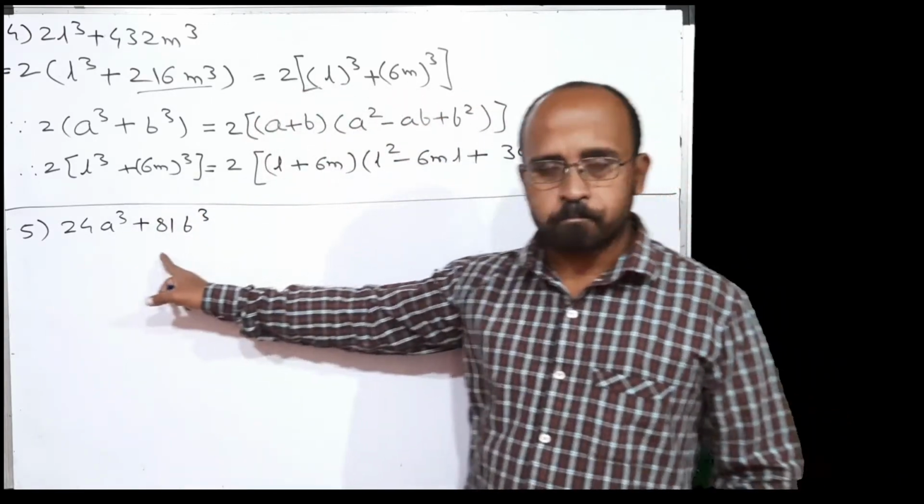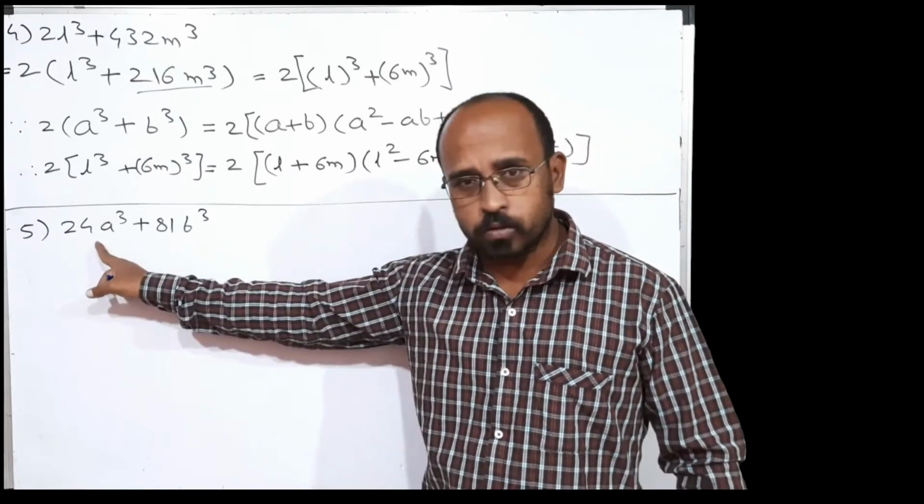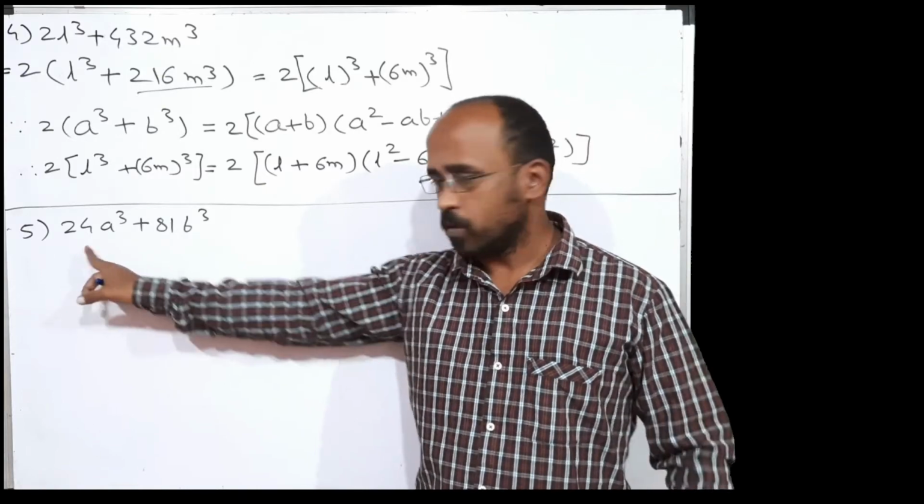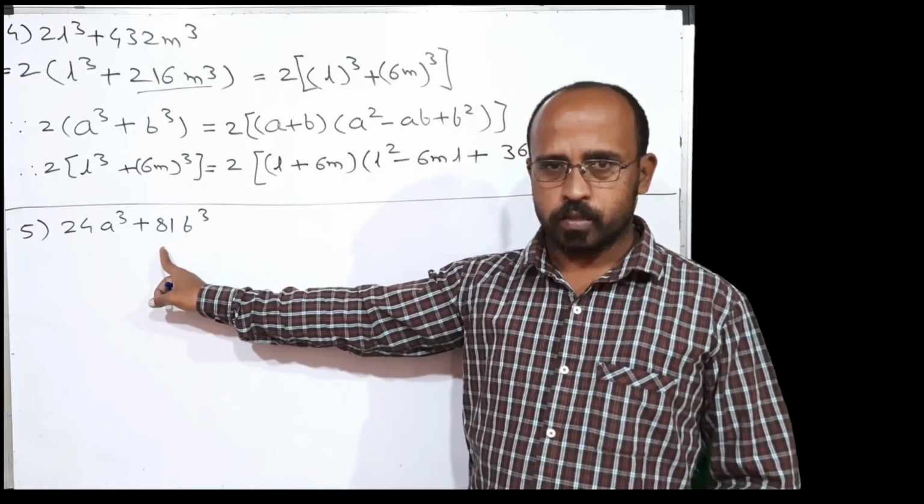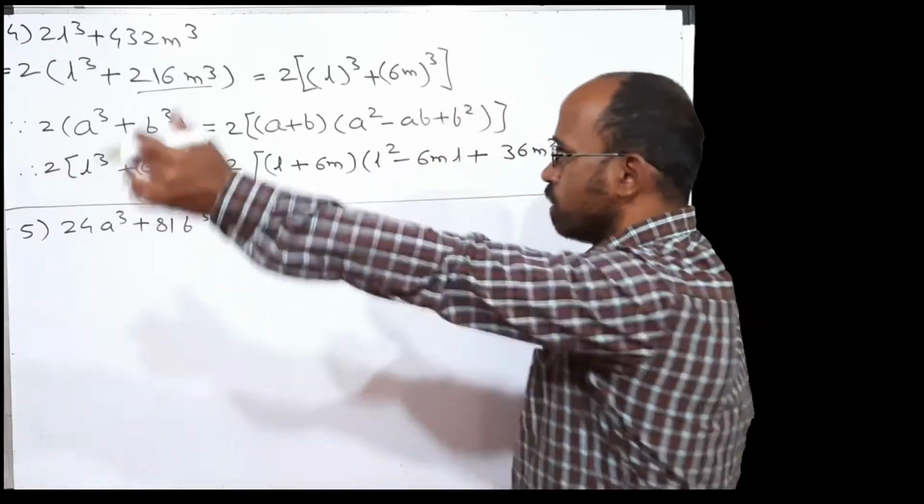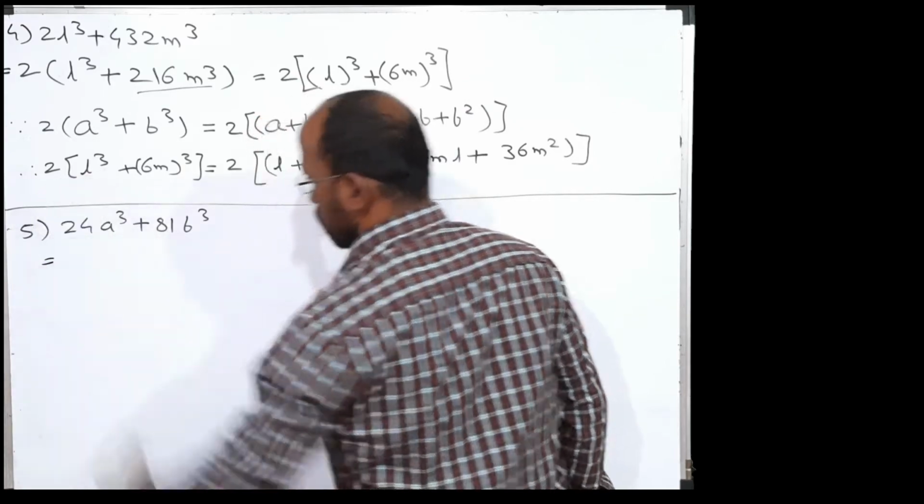Once again, 24a cube plus 81b cube, we have to find out cube root of both. But both are not perfect cube numbers. 24 is not cube of any number. 81 is also not cube of any number. So what we have to do? Find out common between them. Okay, let's try to find out common between them.